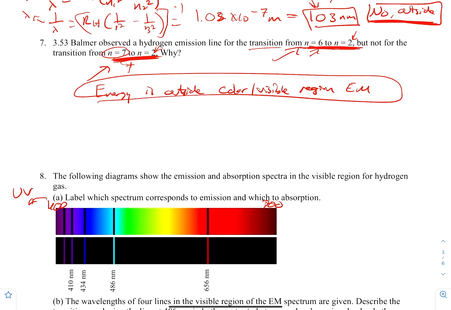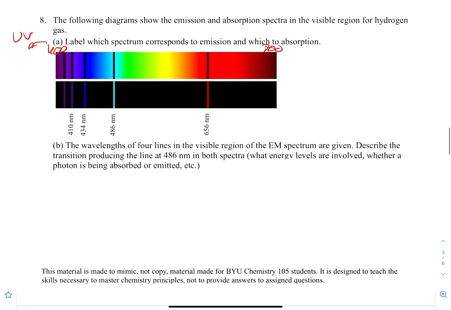Not too bad. Number 8, the following diagrams show the emission and absorption spectra in the visible region for hydrogen gas. Label which spectrum corresponds to emission, which to absorption. Okay, emission, when you emit light, the only way that can happen is if an electron that was originally excited by a photon of that same wavelength drops down to a lower energy shell and re-releases that photon. So if this is N equals 2 and N equals 1, the only way that this can emit something is if it first absorbs a photon of that wavelength that exactly matches this energy transition.